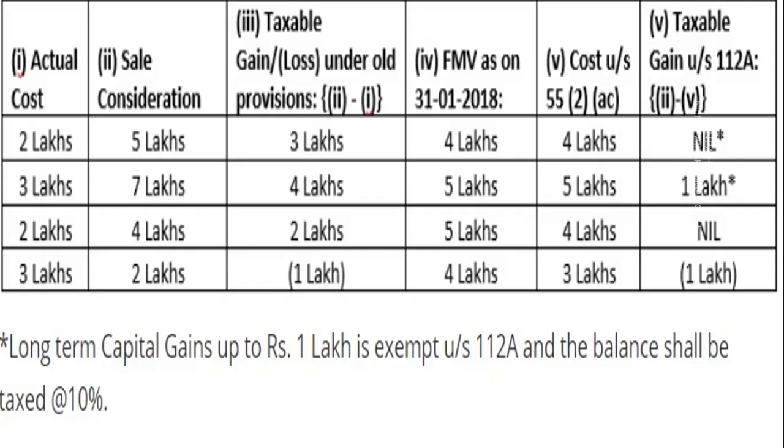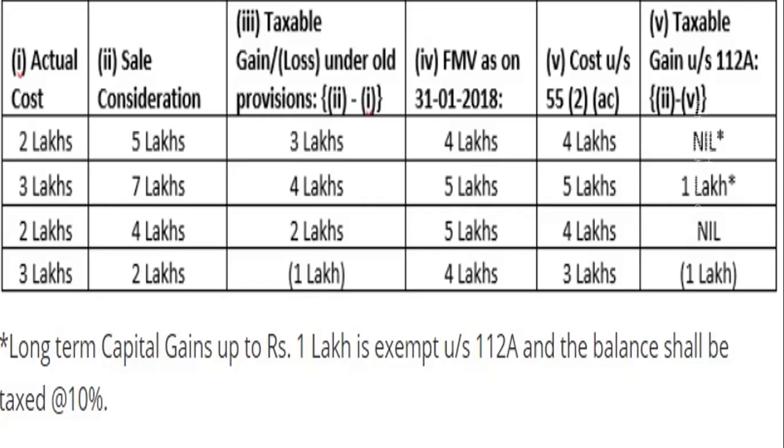In column number 4, my actual cost is 3 lakh. Sales consideration is 2 lakh, so I made a loss of 1 lakh. For my fair market value on 31st January, the grandfathering concept gives 4 lakh. Under section 55(2)(ac), it will come to 3 lakh. 3 lakh minus 2 lakh is equal to 1 lakh.